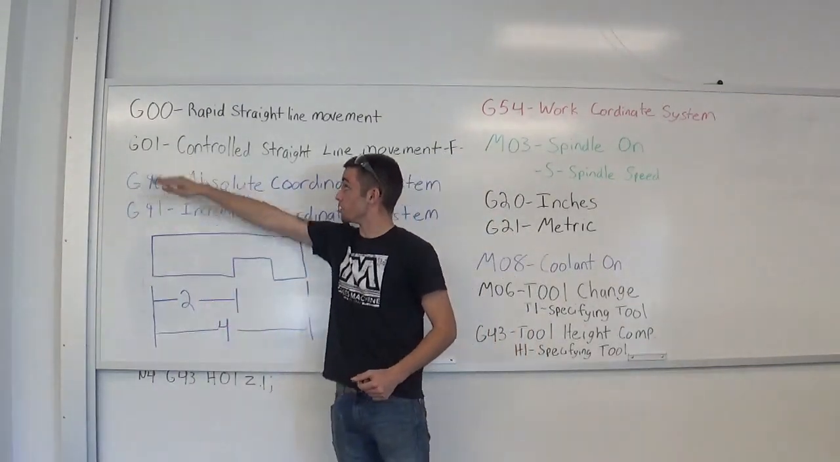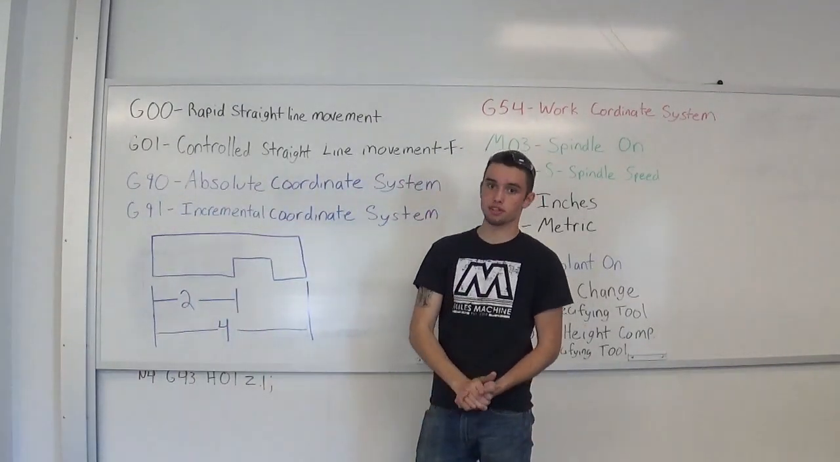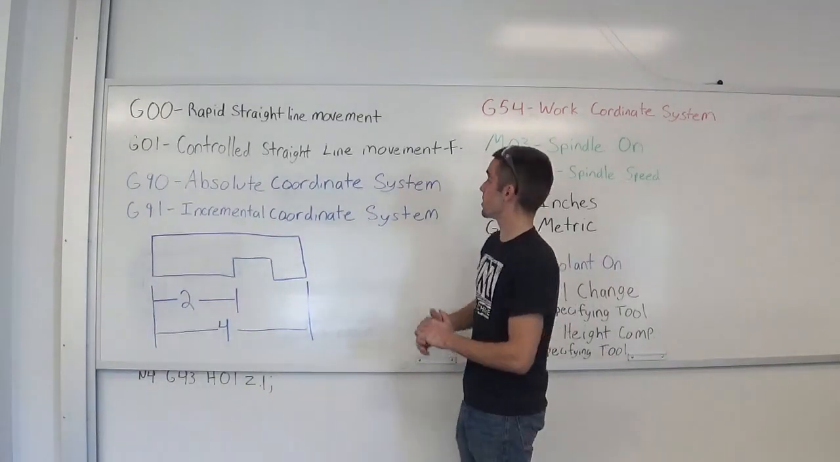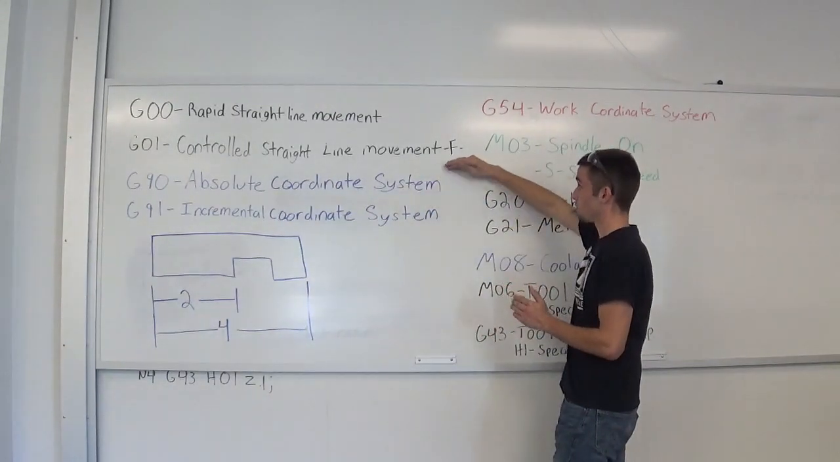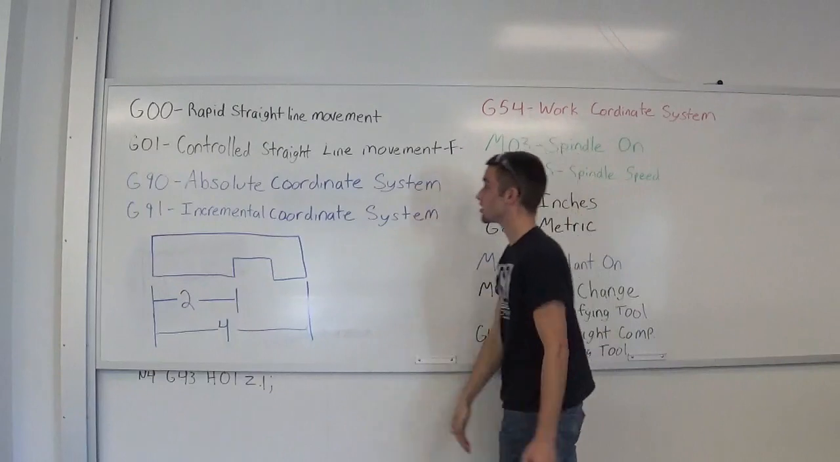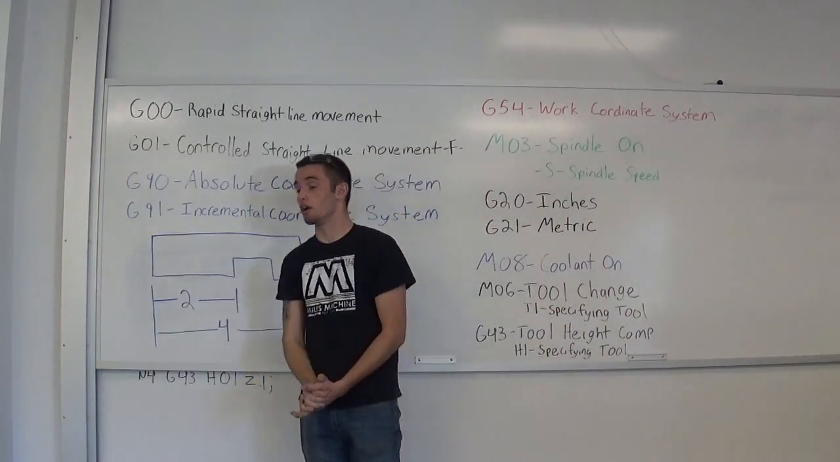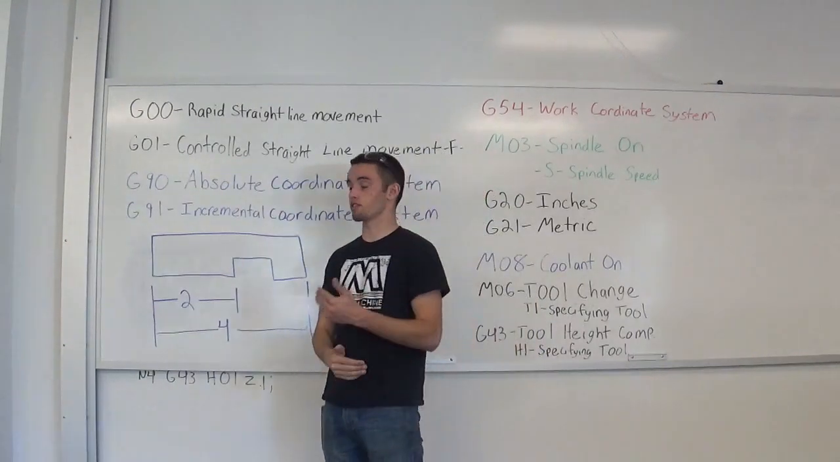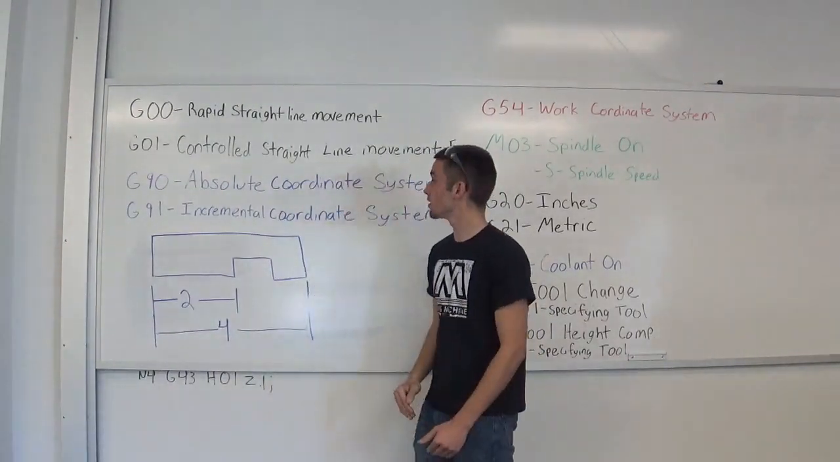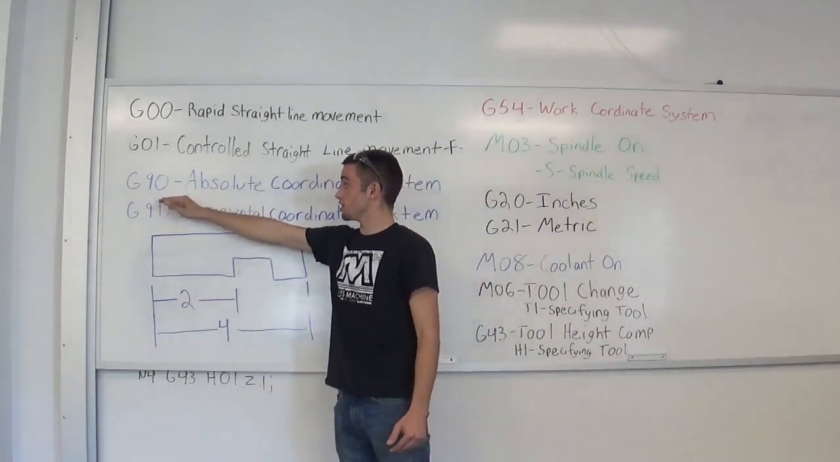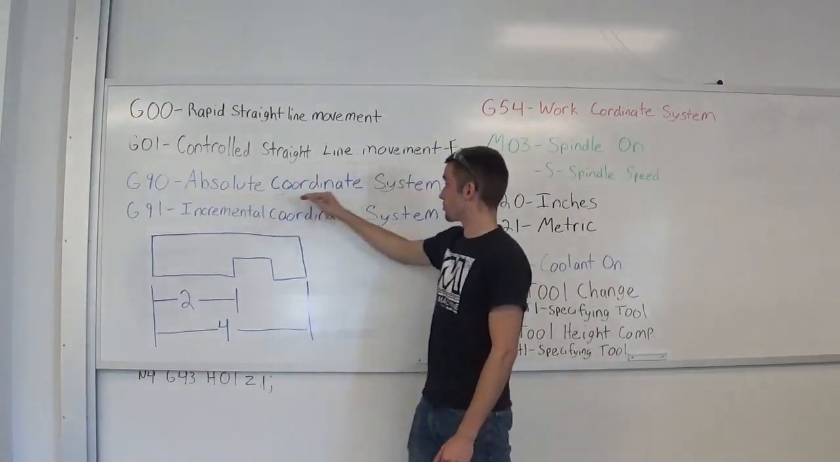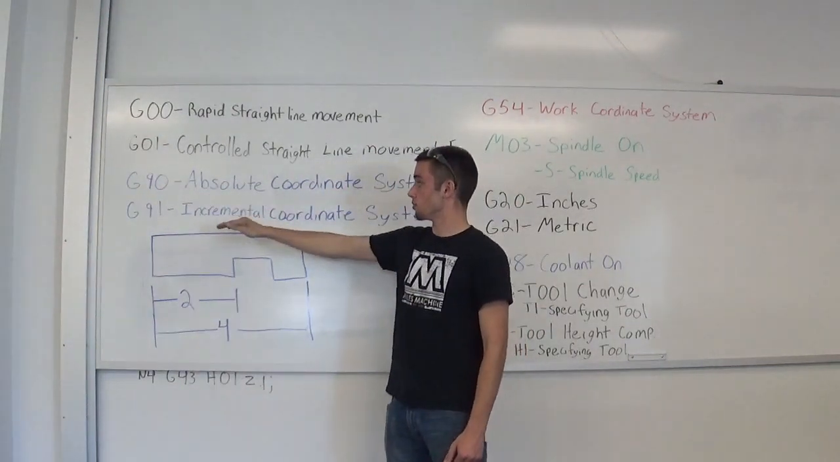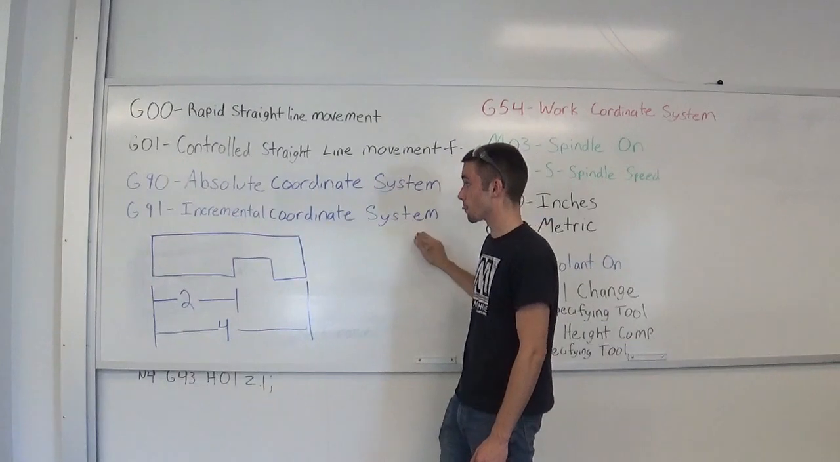Your G01 is a controlled straight line movement dictated by a feed rate, which is called out with an F. G01 is primarily used when you're actually milling or drilling, anything of the sorts, into your actual workpiece. You have a G90 and a G91. Your G90 is your absolute coordinate system, and your G91 is your incremental coordinate system.